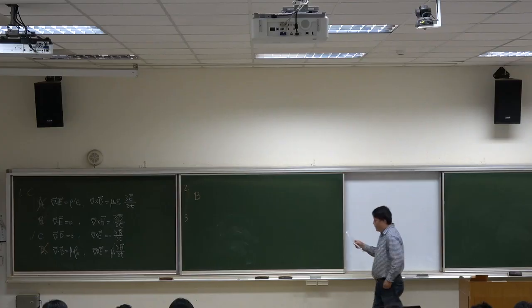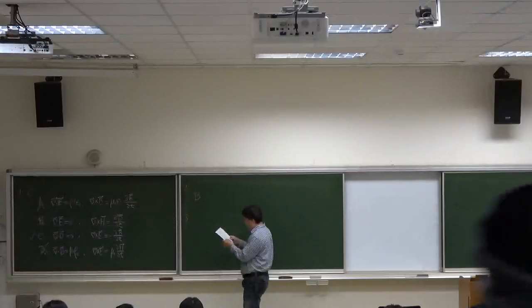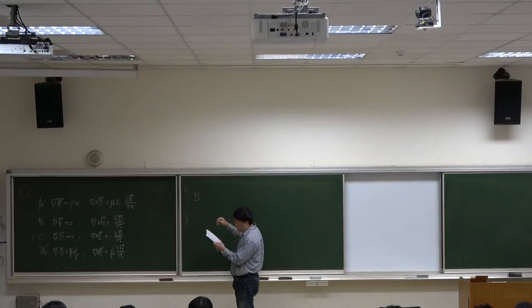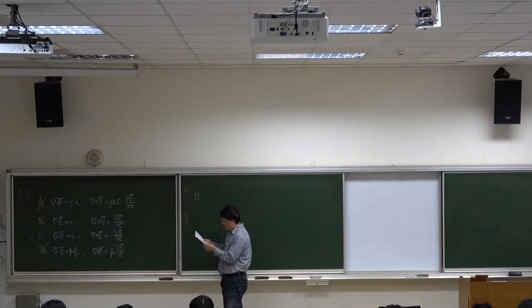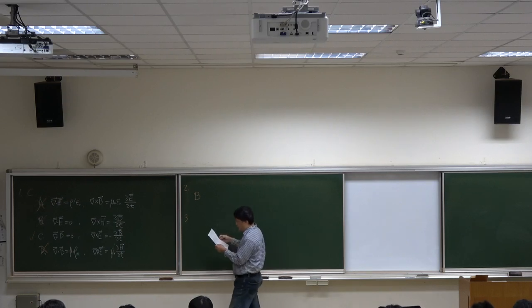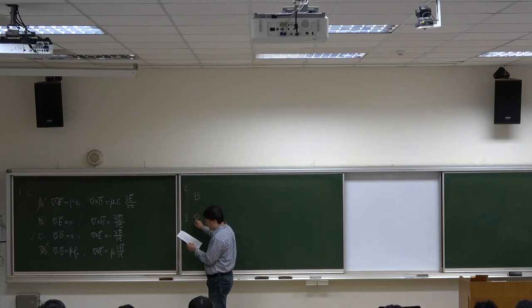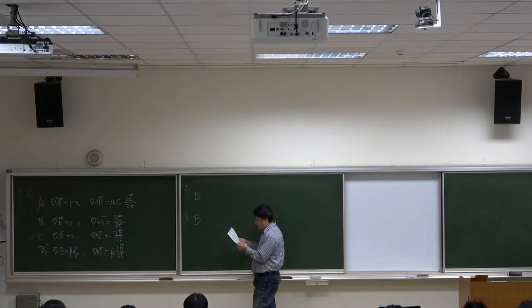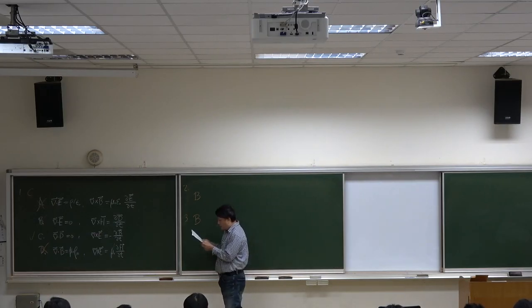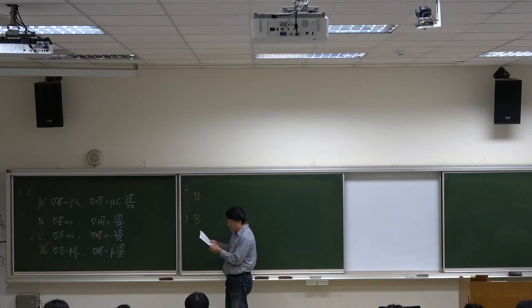A. O and E rays have the same refractive index. This is incorrect. B. The refractive index of the ordinary ray is direction independent, whereas that of the extraordinary ray depends on direction. Okay, this is correct. C. The extraordinary ray is always slower than the ordinary ray. This is incorrect. D. Both rays always share the same polarization state. This is incorrect.